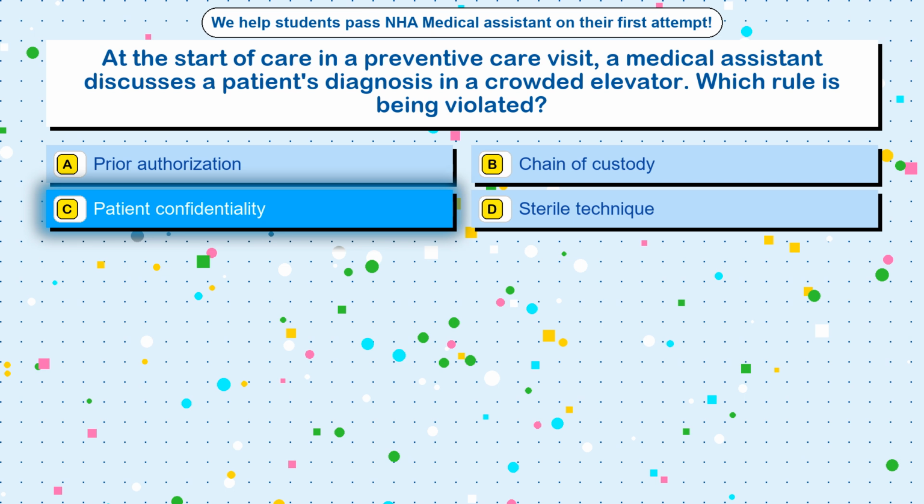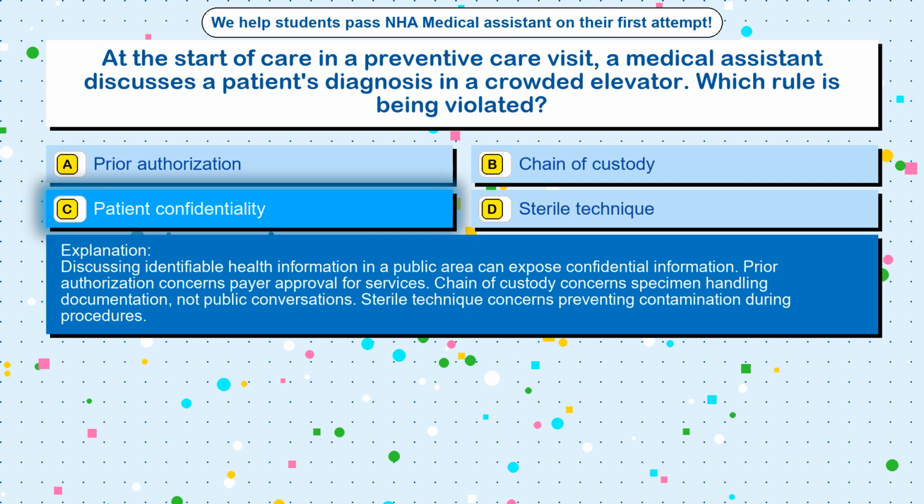Patient confidentiality. Discussing identifiable health information in a public area can expose confidential information. Prior authorization concerns payer approval for services. Chain of custody concerns specimen handling documentation, not public conversations. Sterile technique concerns preventing contamination during procedures.